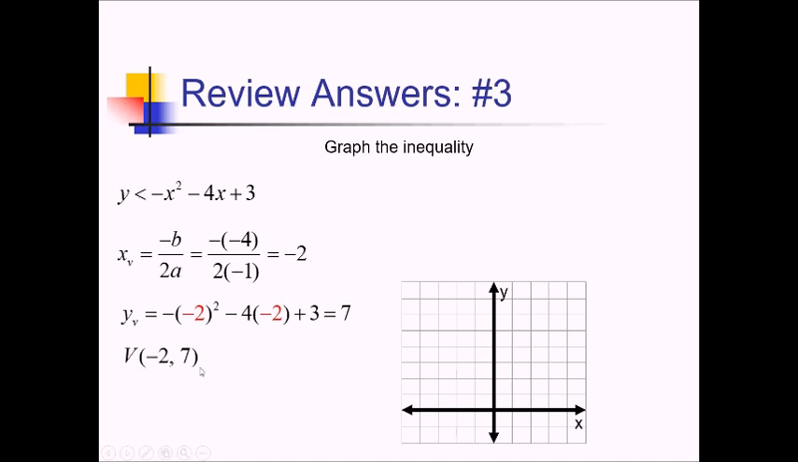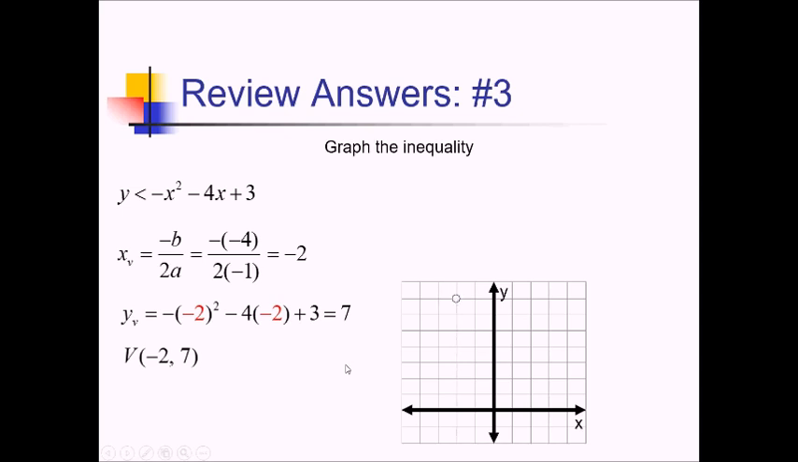Now before I start putting dots on this graph, I need to figure out, are they solid or open dots? And to see that, I look at the type of inequality that we're using. If the inequality does not have an equals, like this one does not have an equals, then we use open dots and dashed lines. If it did have an equals, then we would use solid dots and solid lines. But since this does not have an equals, we're going with an open dot. So negative 2, comma 7. Here's 4, 5, 6, 7. Open dot at negative 2, 7.